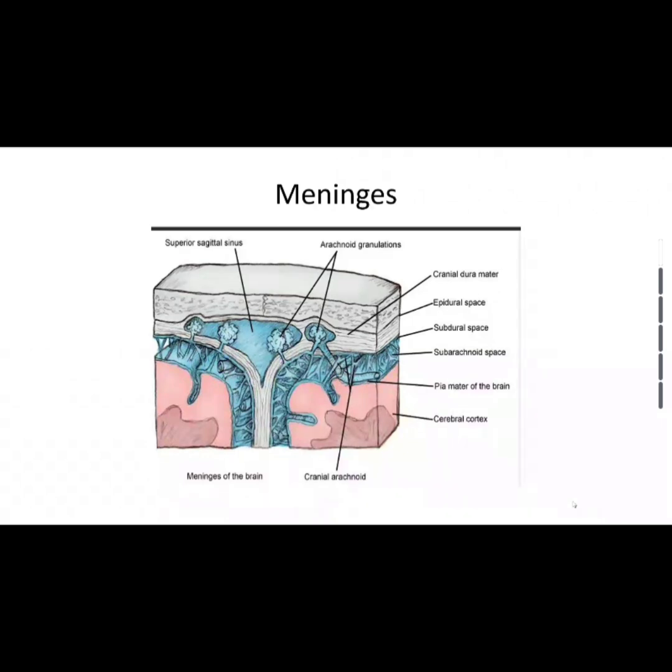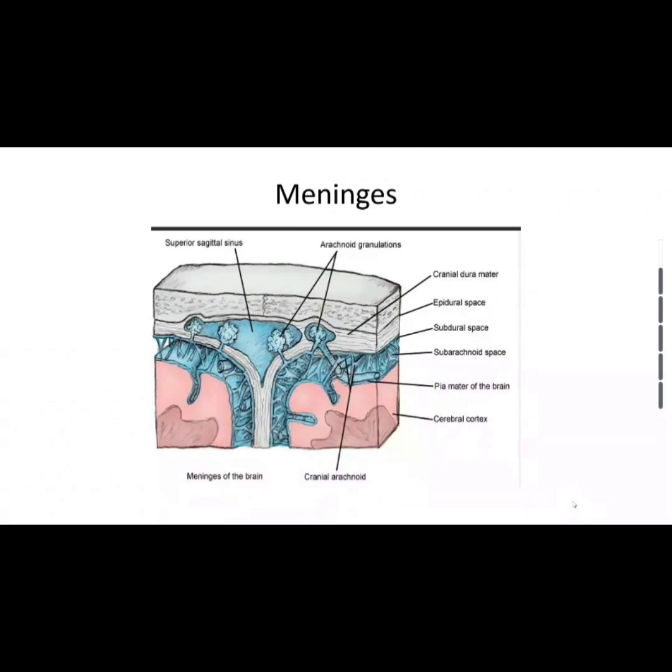And so somebody can end up losing consciousness because of that epidural or extradural hematoma. That is accumulation of blood within the epidural space, that is between the skull and the dura mater. And then, of course, you have the subdural space. That is the space between the dura mater and the arachnoid mater.